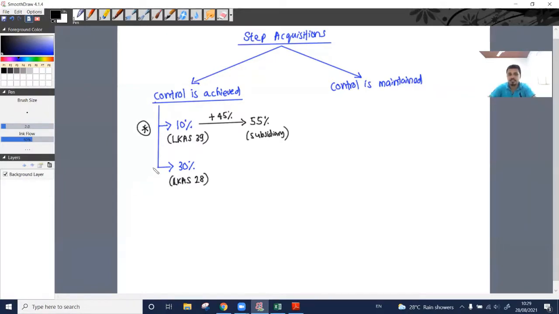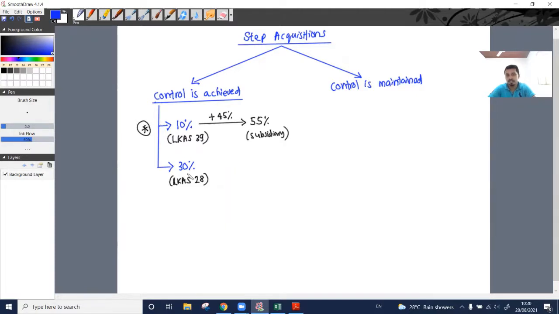Investment in associates we account as per LKS 28. Right? We are using which method? Investment in associates, equity accounting method. Investment at cost plus, right, profit for the year into parent's percentage. It means what? Profit share.